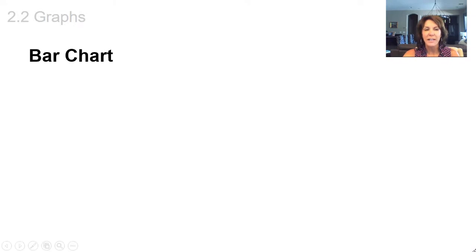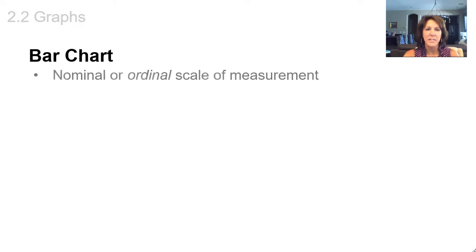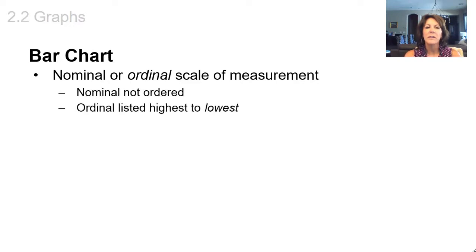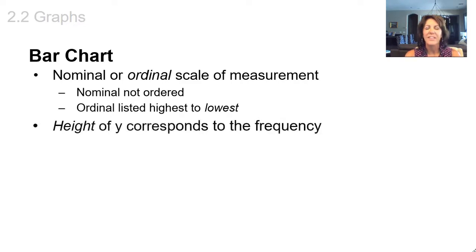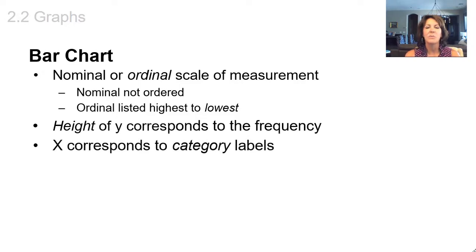A bar chart is another type of frequency graph, but a bar chart is for nominal and ordinal scales of measurement only. So histograms and polygons are for interval and ratio, but bar chart is for nominal and ordinal. Nominal, you don't have to order them at all in the bar chart, but ordinal is going to be listed from highest to lowest on the bar chart. The height of y, as always, is going to represent the frequency, and x this time corresponds to the category labels. They're going to be words, not numbers.